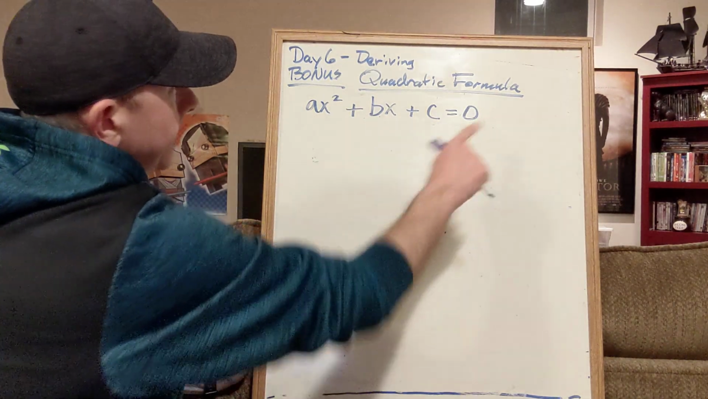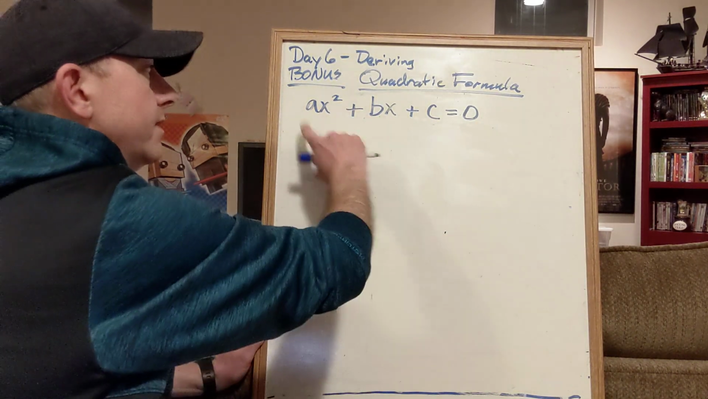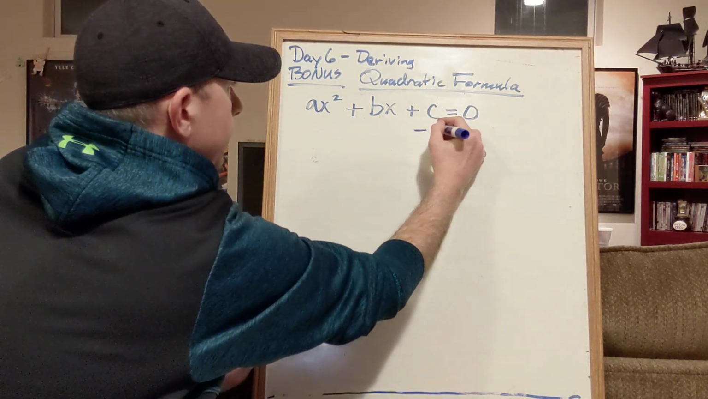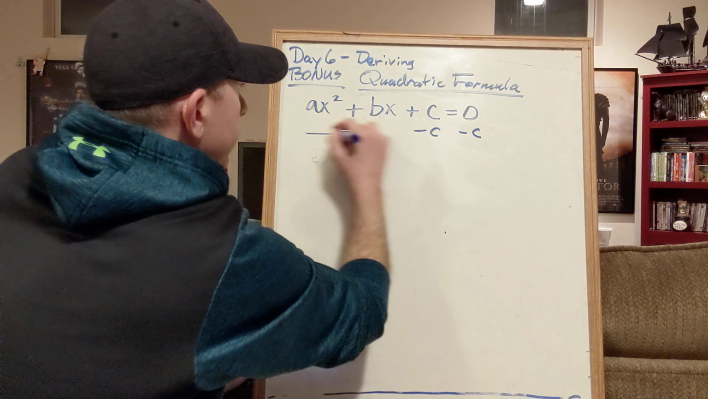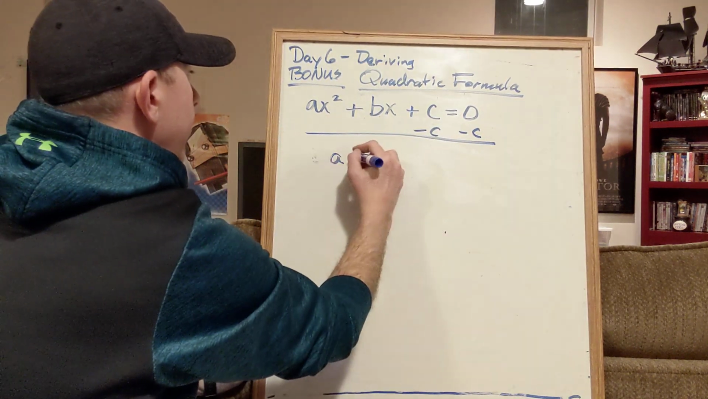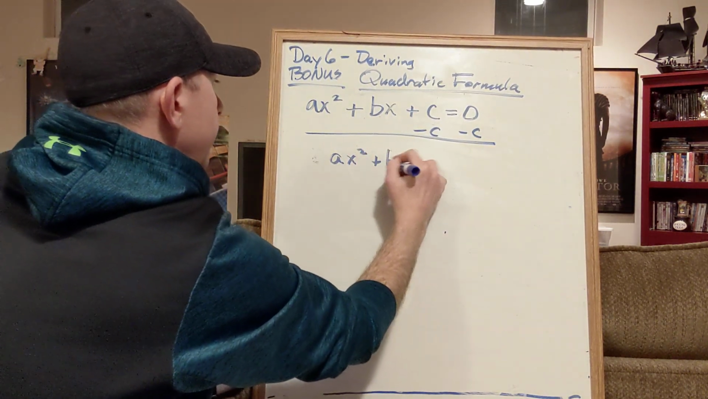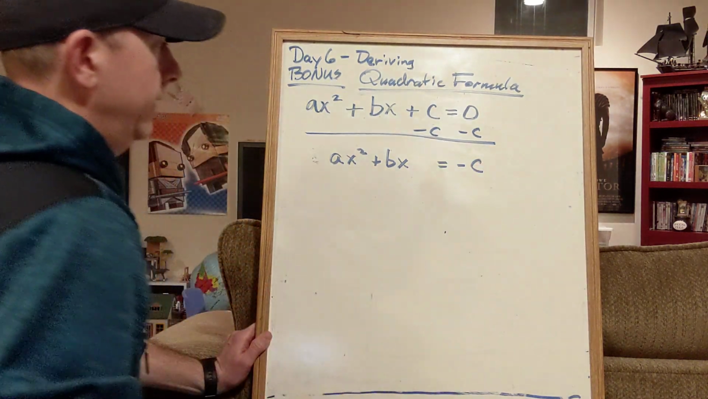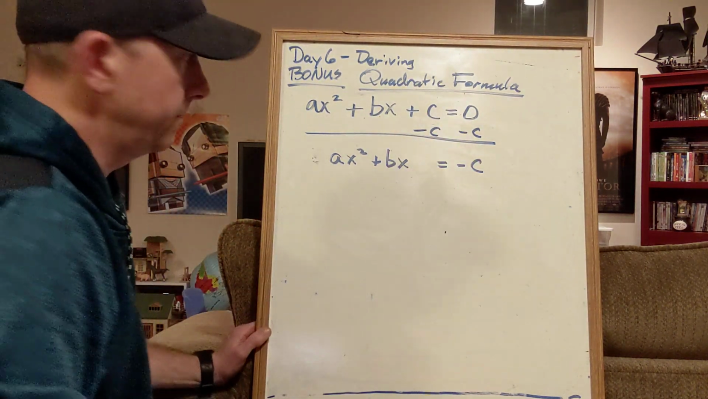All right, so if this is the standard form of a quadratic, this is where we're going to start. From here, we're going to move c. So we're going to subtract c from both sides. Right? And we get ax squared plus bx is equal to negative c. Right? So make sure you keep that sign there.